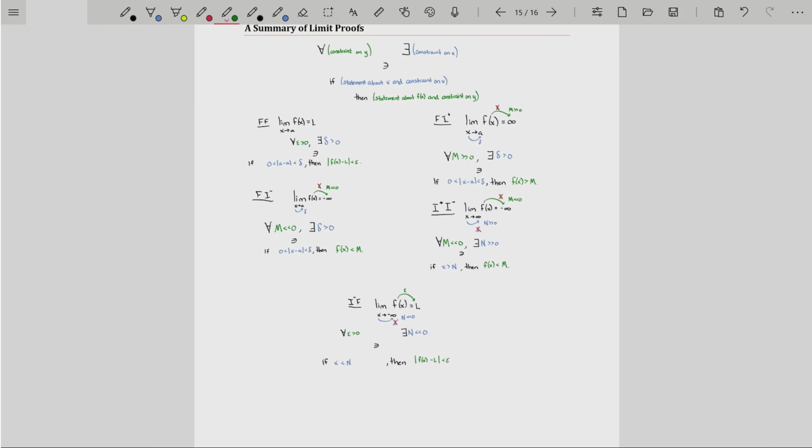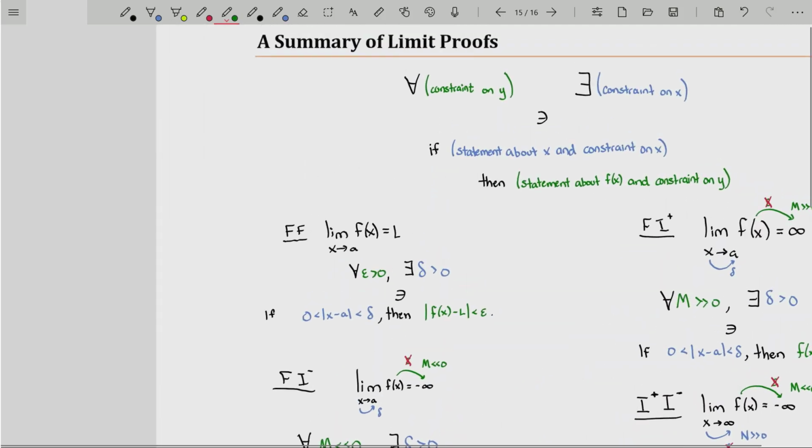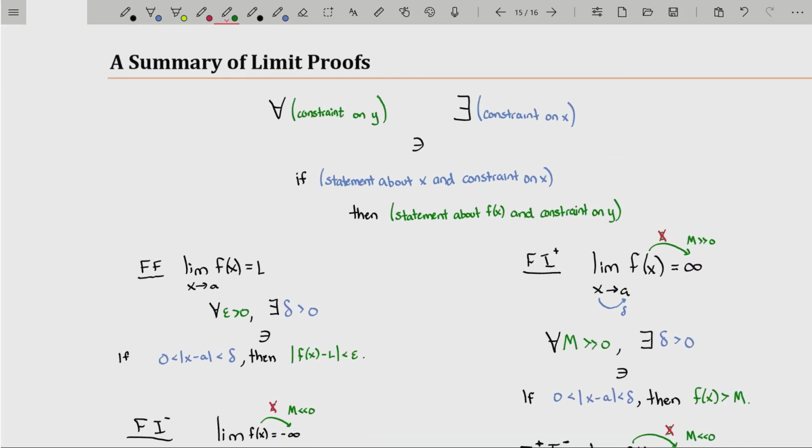But the best students don't. The best students just get to know the structure of the epsilon-delta proof and understand that it's always kind of the same idea. You have a constraint on y. So if somebody comes in and gives you some constraint, you have an epsilon neighborhood or a very large value that you have to get above or below. And then you have a constraint on x. So a delta neighborhood, or again, a very large value of x that you have to get above or below. And then you make your statements.